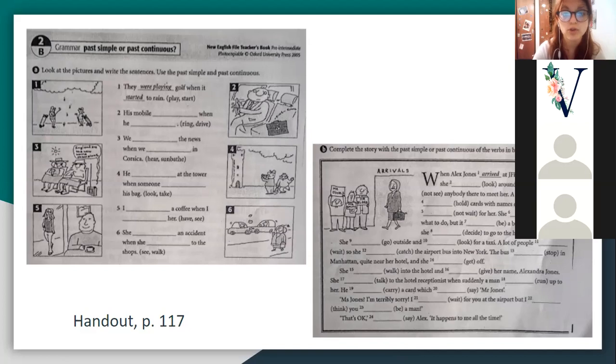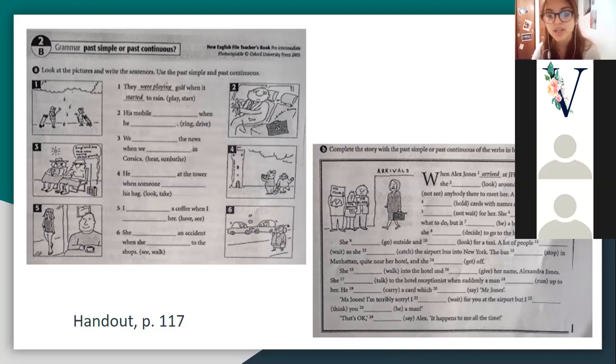She arrived. No one's there. She didn't know what to do, but it was a beautiful sunny day. So she decided to go to the hotel on her own.